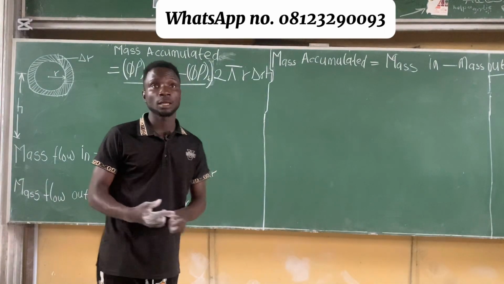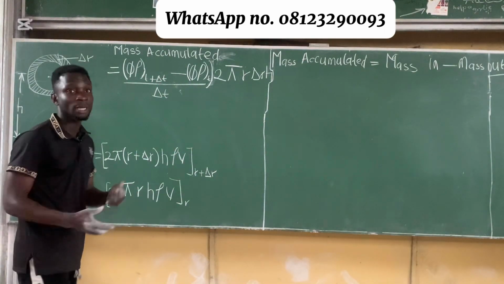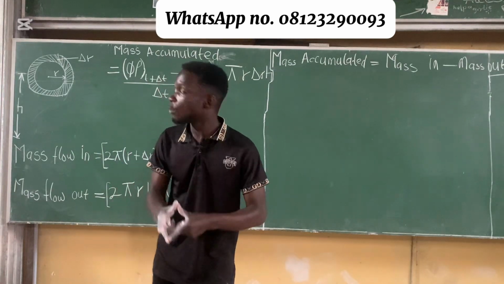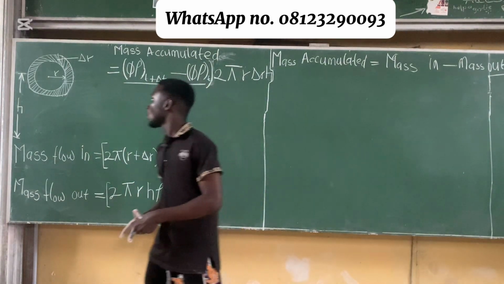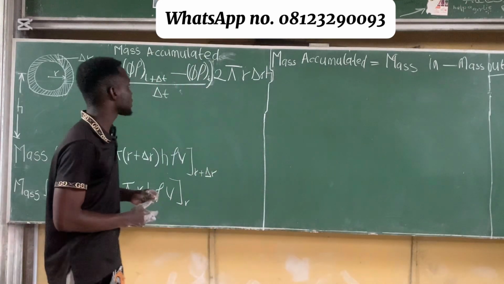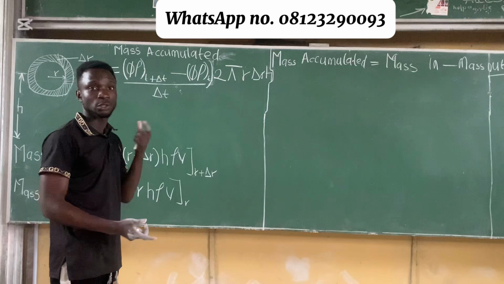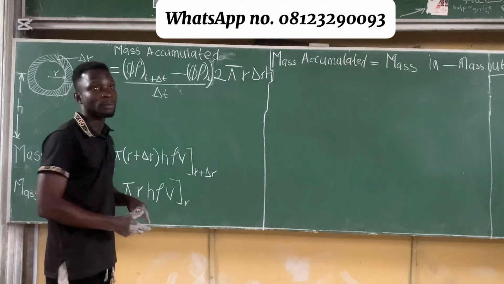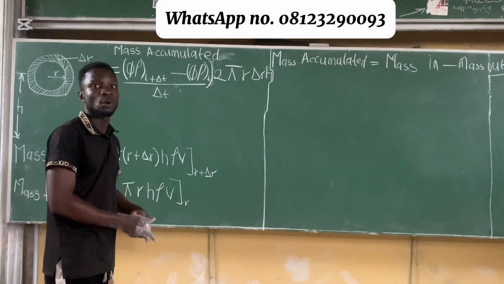Welcome to Thriving Academy. In today's class, we will be looking at the derivation of the continuity equation for radial flow using this diagram. Remember that in the last class, we did the derivation of the continuity equation for a rectangular block. So this one is for a radial flow considering a cylinder or a well.